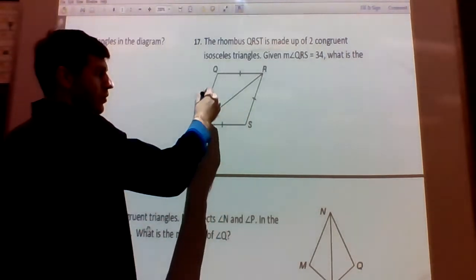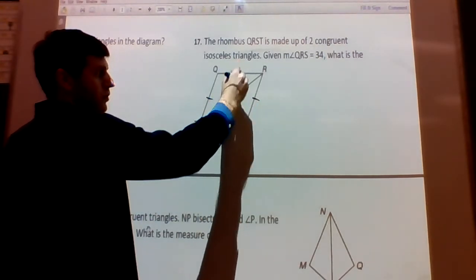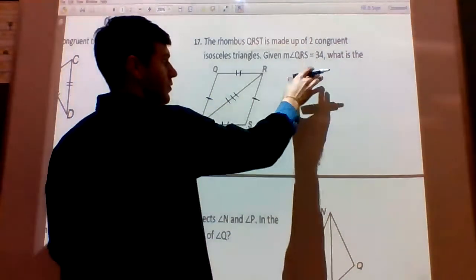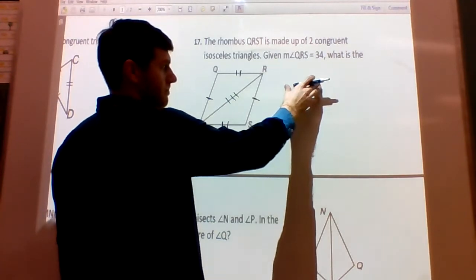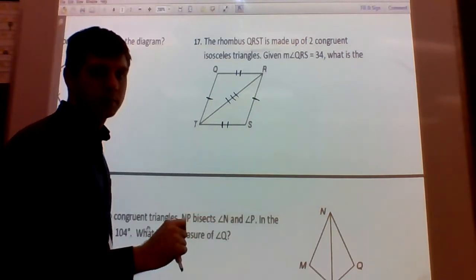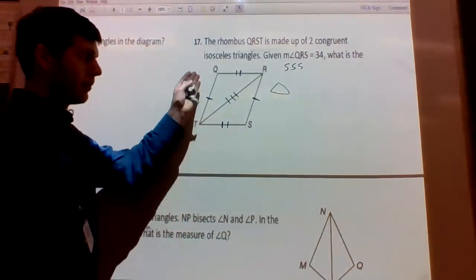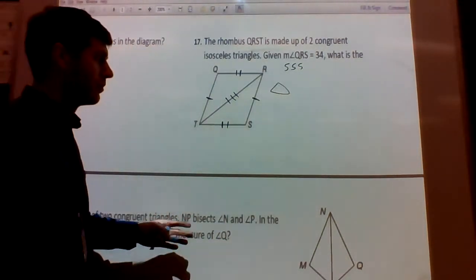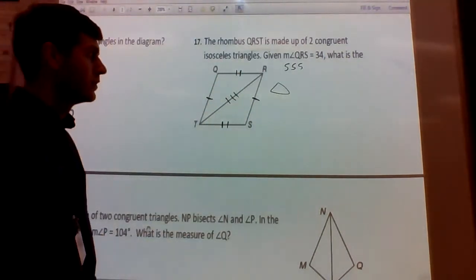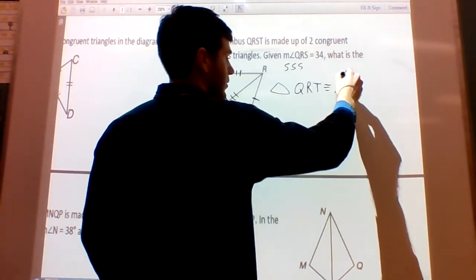Okay, so we know QT is going to be congruent to RS, and TS is going to be congruent to QR. Okay, we also have a shared side. So we know by the reflexive property that RT is congruent to RT, or by symmetric RT is congruent to TR. So by side, side, side, we know triangle QRT, you can name it however you want, whatever order you want, is going to be congruent to triangle.